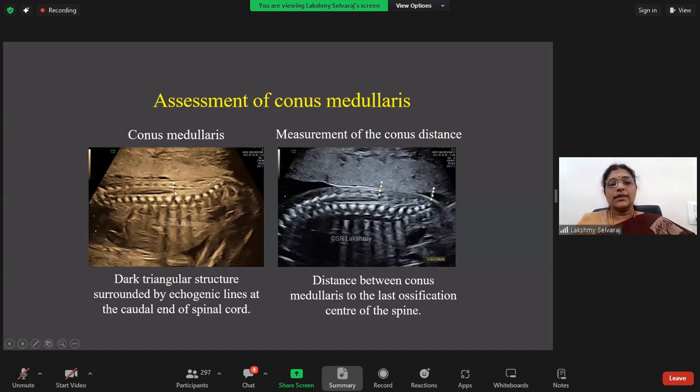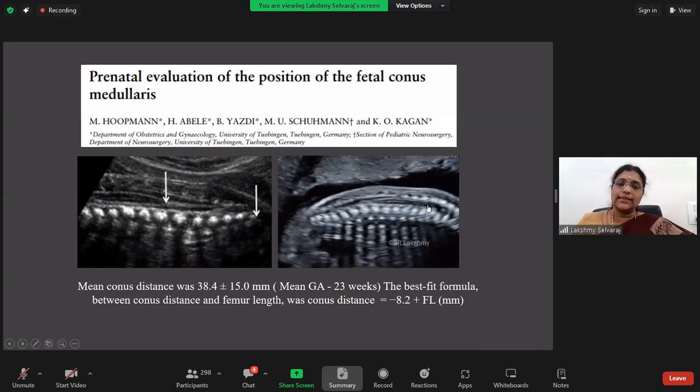And this is how the conus would look. You also have a way to objectively define where the conus is, and that is the measurement of the conus distance. It is the distance between the conus medullaris and the last ossification center of the spine. So you have to measure this distance, which is the conus distance.